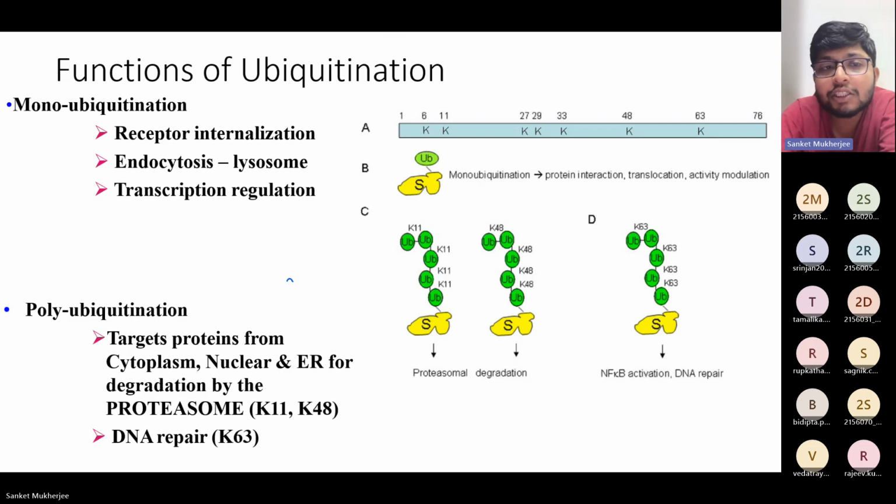So again, ubiquitination, as I said, could be monoubiquitination or polyubiquitination. Monoubiquitination usually signals for receptor internalization or endocytosis or transcription regulation. Whereas polyubiquitination essentially means that the protein is going for proteasomal degradation or DNA repair. So if there is polyubiquitination at lysine 11 or lysine 48, it signals for UPS-mediated proteolysis, the ubiquitin proteasome system.